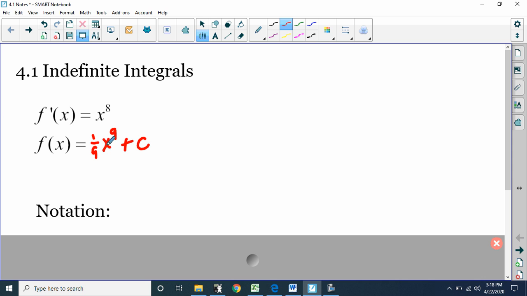The notation that we use to show that we're trying to find what function has a given derivative is called an integral. It looks like this. So the integral of x to the 8th, and then this dx shows you which variable we are integrating. In this class, that dx is always going to be the same as this variable right here. It is equal to what we just found, 1/9 x to the 9th plus c.